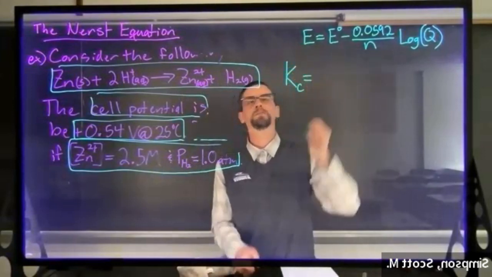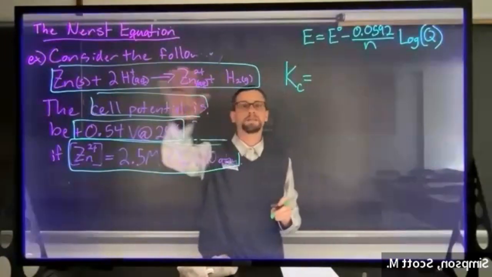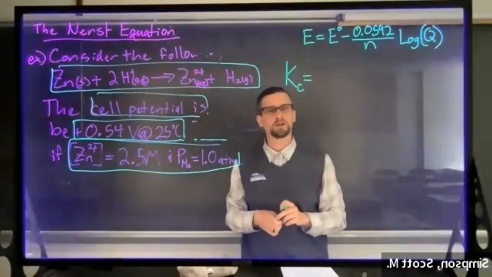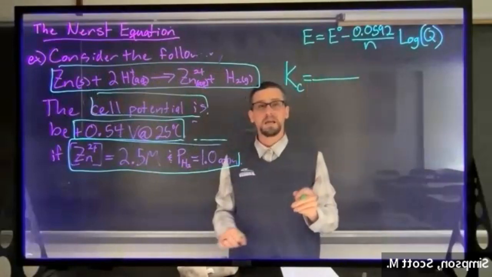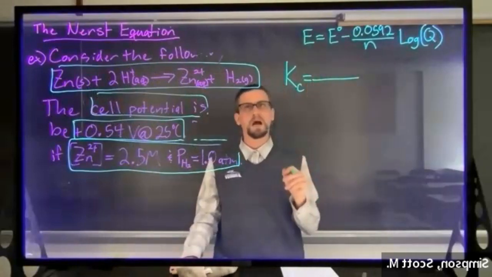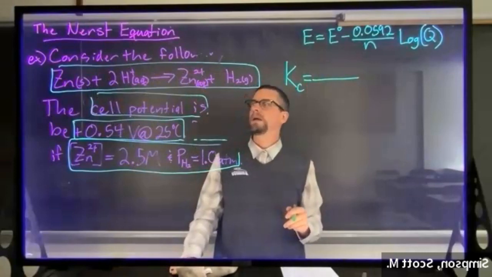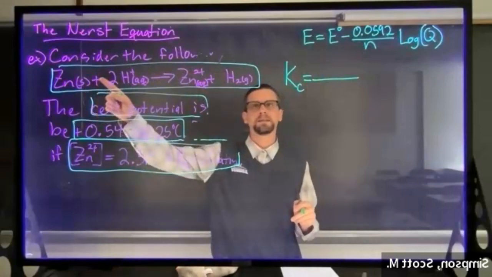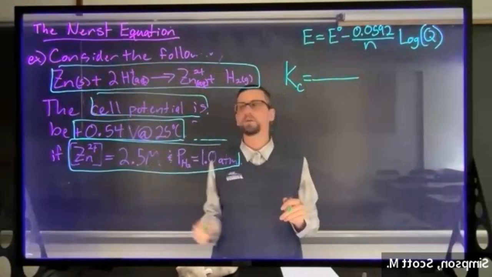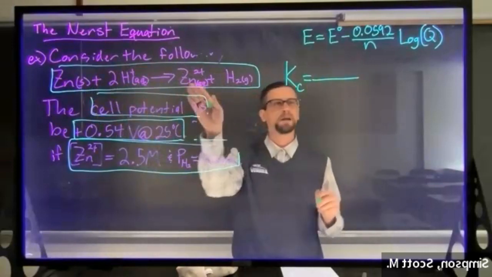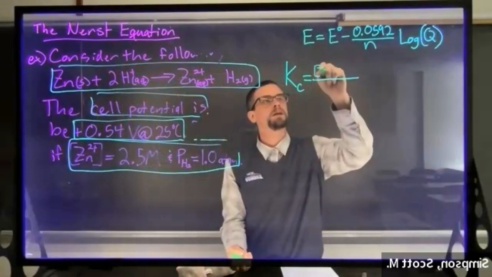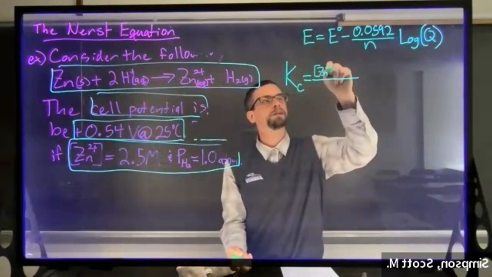Kc, Keq. In this case, we have to look at our reaction. Remember, it's always products over reactants, and we have to exclude pure solids and pure liquids. In this case, we have a pure solid, zinc. We're going to exclude that guy. The rest we're going to utilize. So we have our products, concentration of zinc 2 plus.